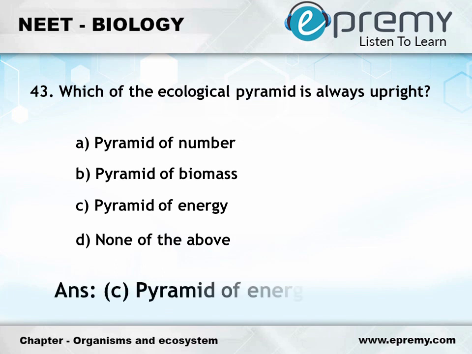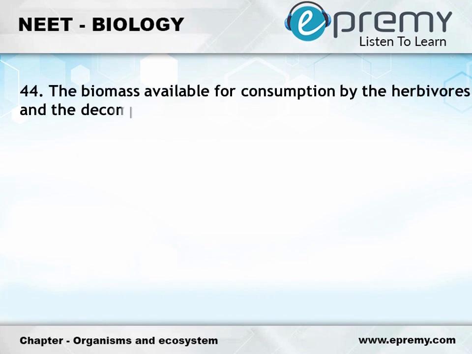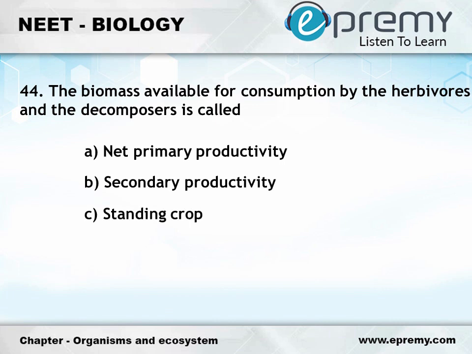Pyramid of energy. Question number 44. The biomass available for consumption by the herbivores and the decomposer is called option A, net primary productivity, option B, secondary productivity, option C, standing crop, option D, gross primary productivity. The answer is option A, net primary productivity.